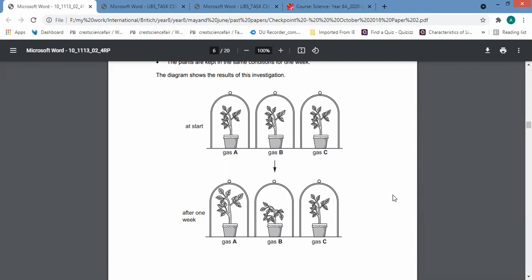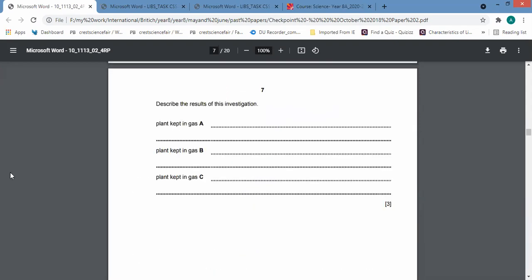It stays the same. Still the same. So no changes, right? Yes. So we can say the plant did not grow, or there is no growing in the plant in gas C, right? Yes. Okay, so describe the result of this investigation.